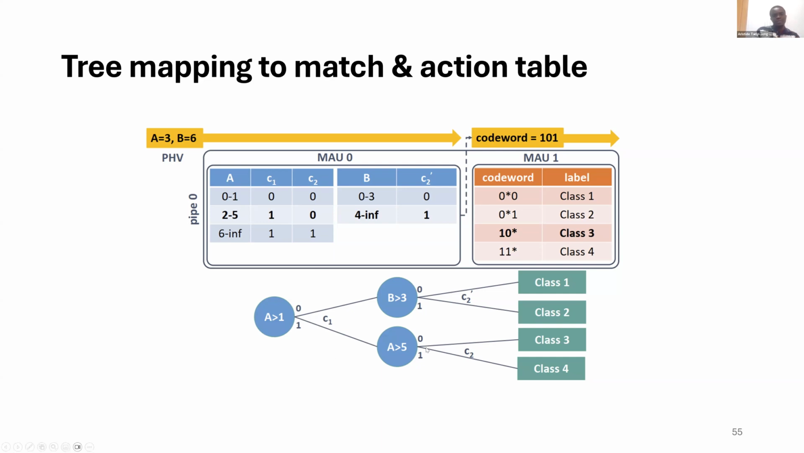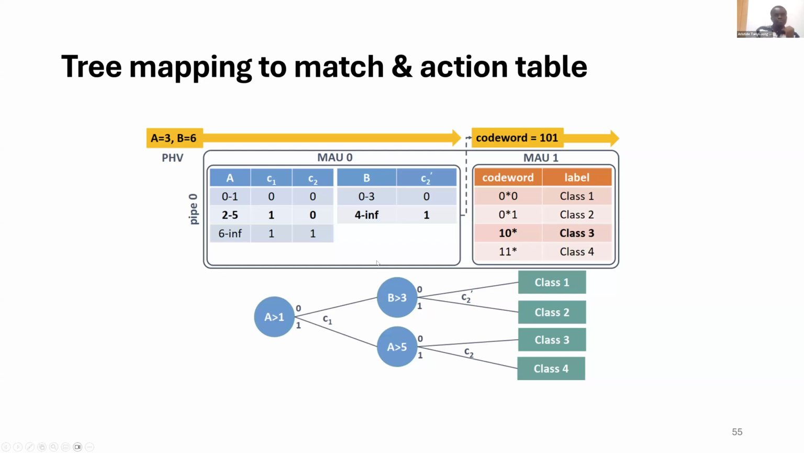So 1 and 5 means you have 0 to 1, then beyond 1, which, of course, in the switch, like I said, we don't have floating point operations, so we're dealing only with integers and whole numbers here. Then you have 2 to 5, and then beyond 5. For feature B, we only have one threshold, which is 3. So you have before 3 and then after 3.